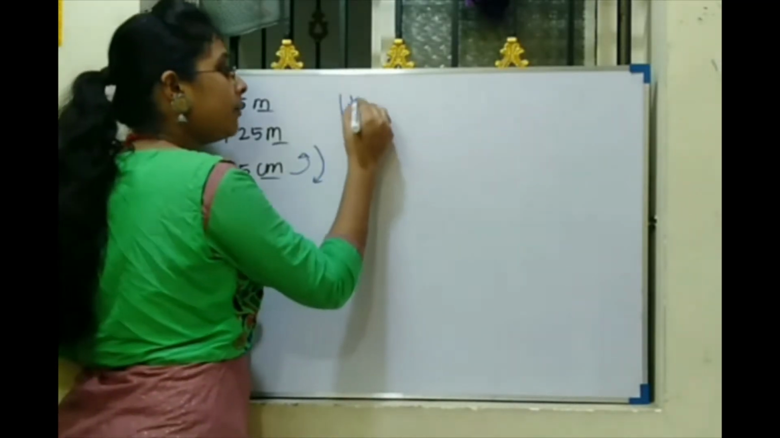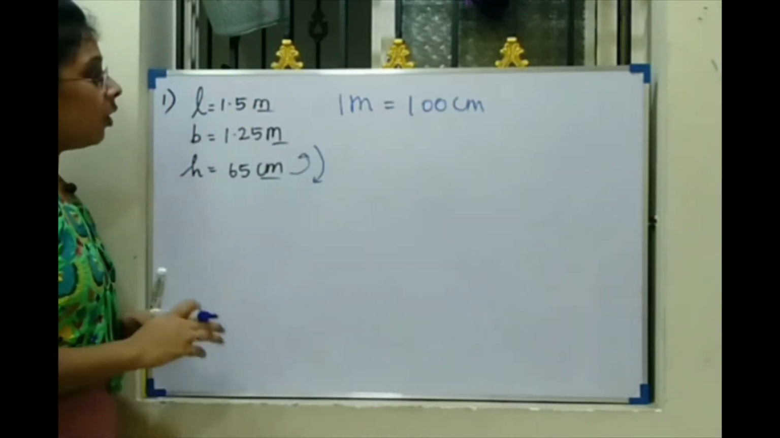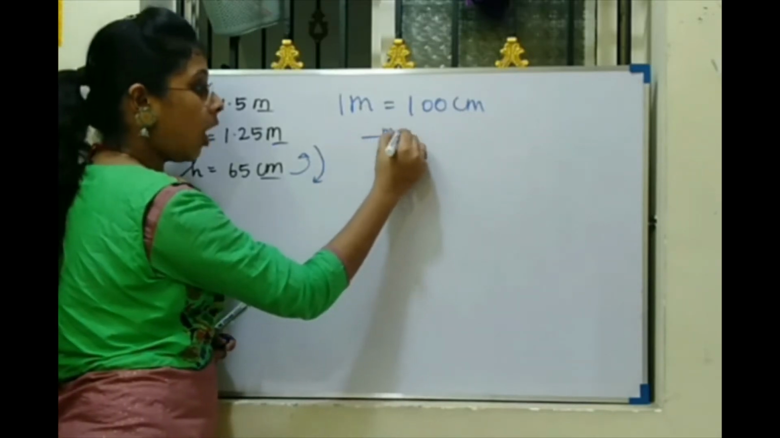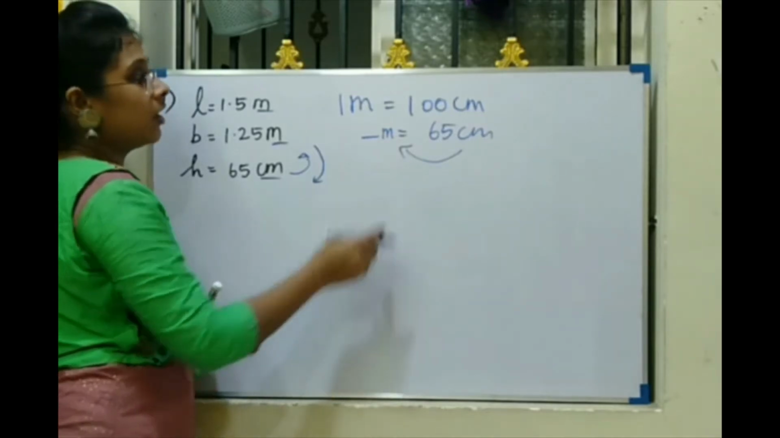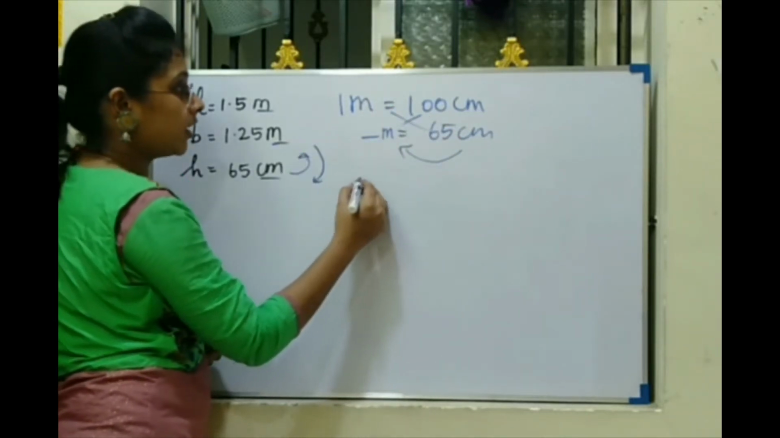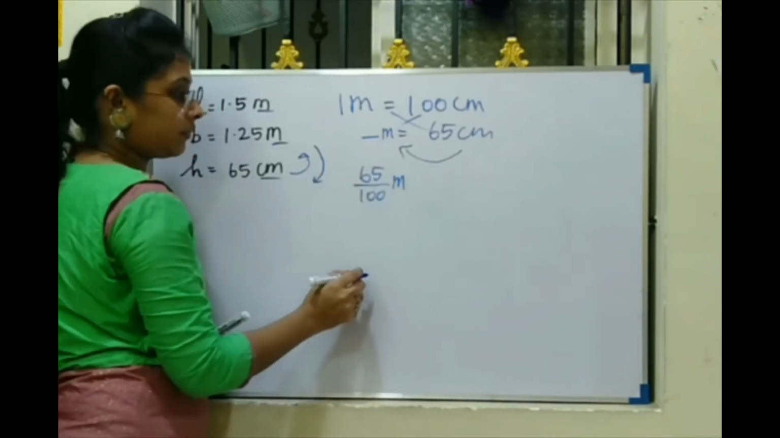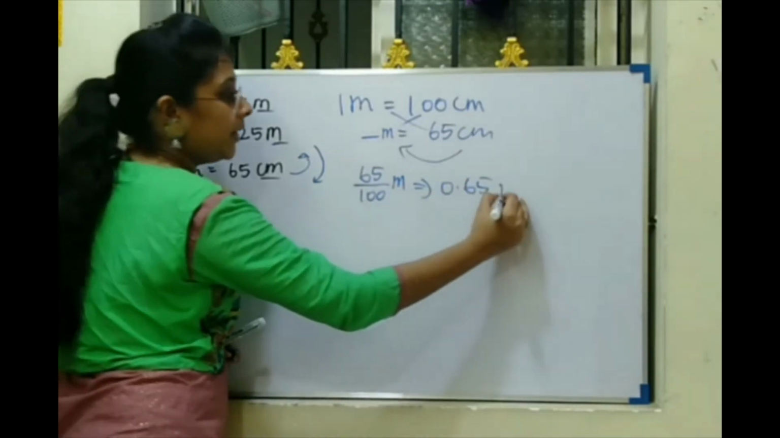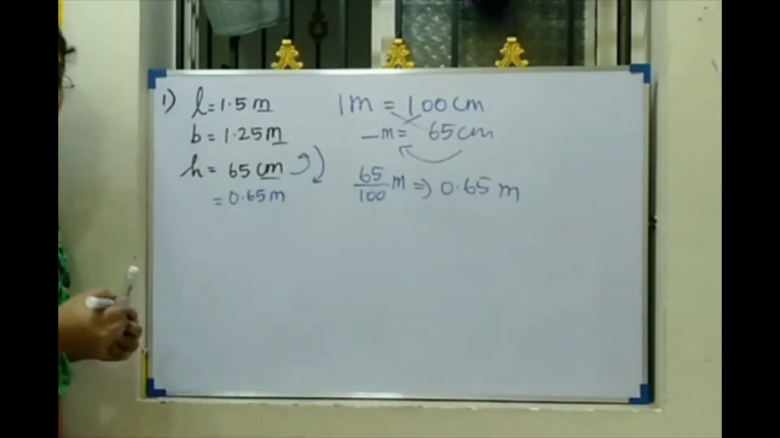We all know 1 meter is equal to 100 centimeter, right? So if 1 meter is equal to 100 centimeter, then how much meter will be for 65 centimeter? How to convert? Just cross multiply them. If we cross multiply them, we will get 65 by 100 meter, that is 0.65 meter. Therefore, the height is equal to 0.65 meter.